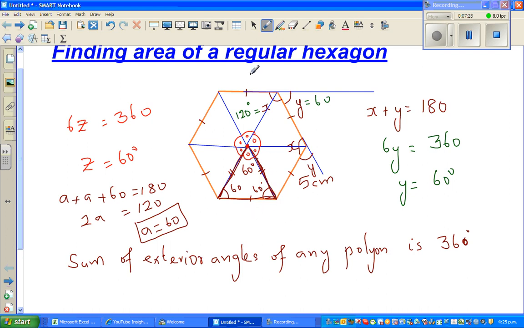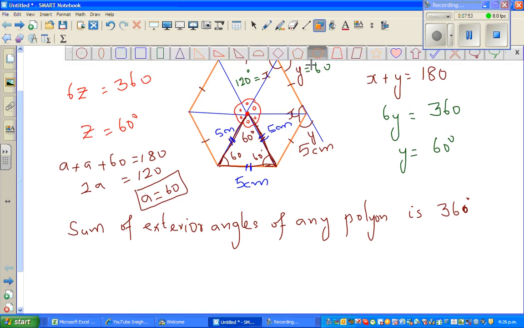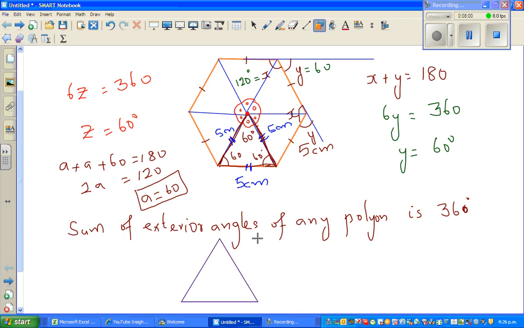We already know this side is 5 centimeters. As all the angles are equal, the sides are also equal. Does it make sense? So if this is 5, this is also 5, and this is also 5. Let me draw an equilateral triangle just to clear the mess. So let us say this is an equilateral triangle, okay?